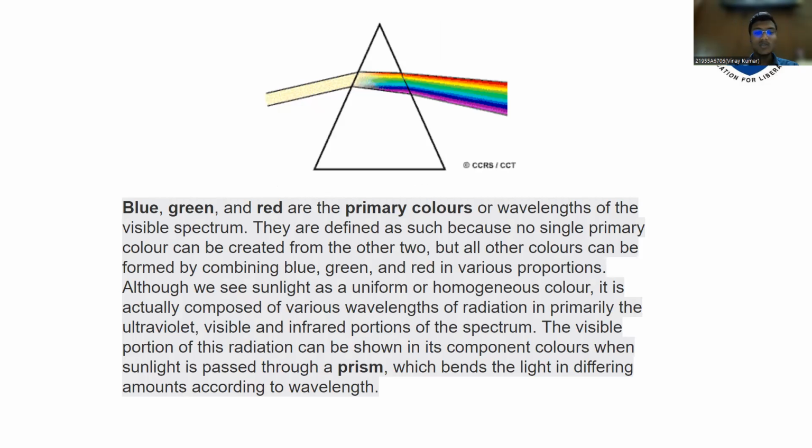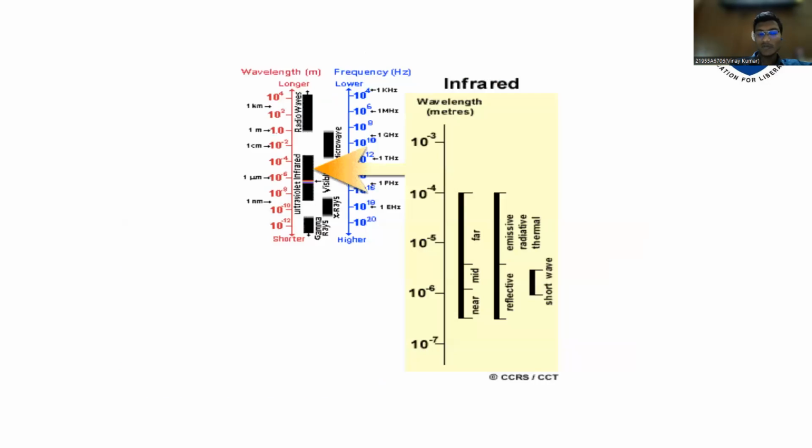Although we can see sunlight as a uniform or homogeneous color, it is actually composed of various wavelengths of radiation, primarily the ultraviolet, visible, and infrared portions of the spectrum. The visible portion of this radiation can be shown in its component colors when sunlight is passed through a prism, which bends the light by different amounts according to the wavelength.